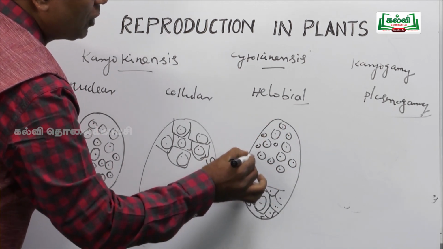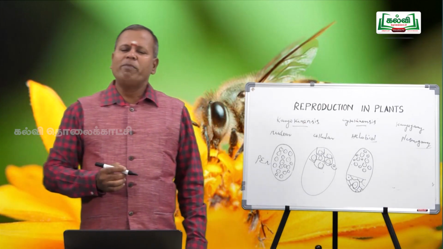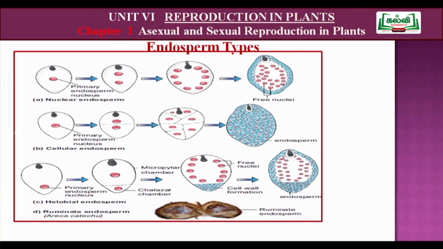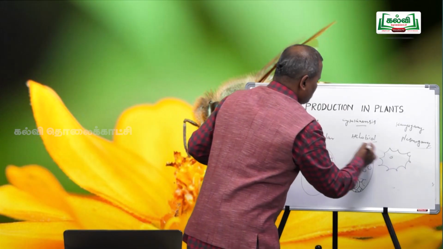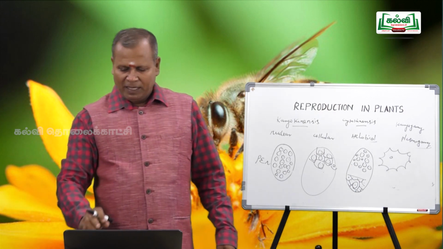This kind of endosperm is said to be helobial endosperm, and then ruminate endosperm is also present. In certain endosperm, the outer surface is irregular in nature. This kind of endosperm is said to be ruminate. So, four different types of endosperm. These three are predominant in flowering plants.